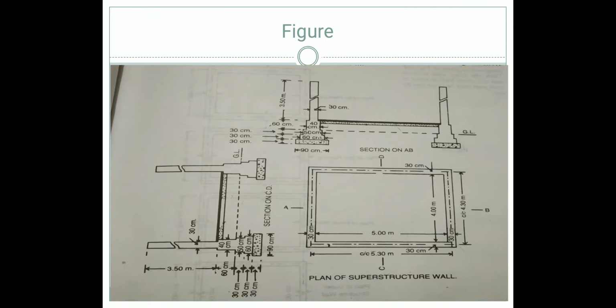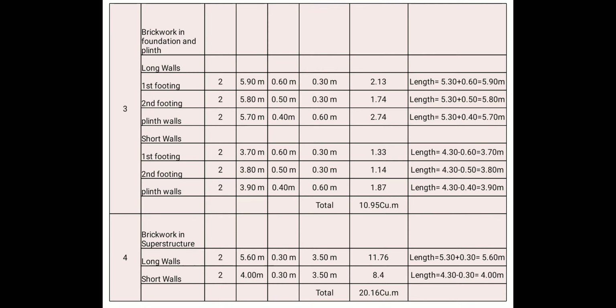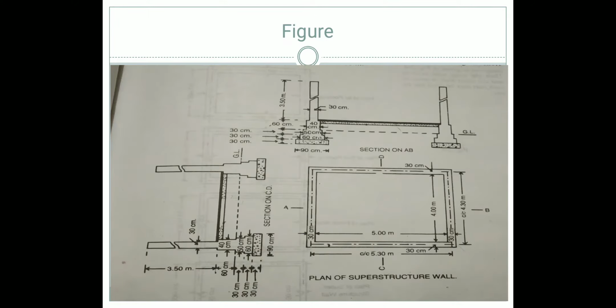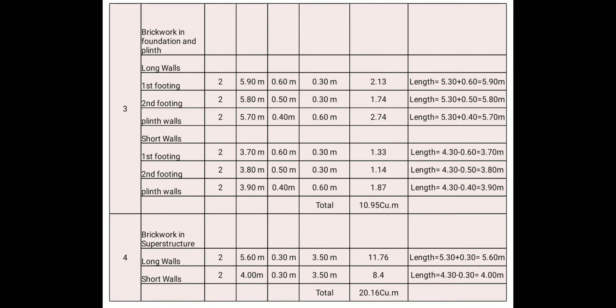So again, we are going to see this picture, and based upon this, we are going to determine the brickwork for the foundation, plinth, and also for the superstructure. So for the brick wall for foundation and plinth, from the long wall side we have first footing, second footing, plinth, and for short wall also we have first footing, second footing, plinth. In first footing it is 2, 5.90, 0.60, 0.30, that makes a quantity of 2.13. In second footing it is 2, 5.80, 0.50, 0.30, that makes a quantity of 1.74. In plinth walls it is 2, 5.70, 0.40, 0.60, that makes a total quantity of 2.74.